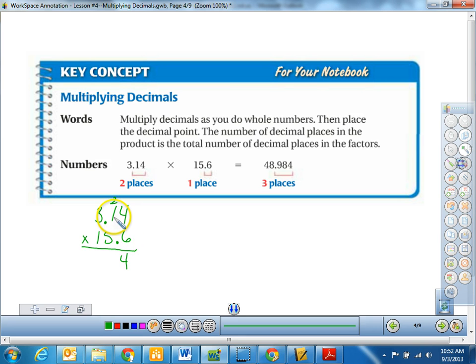6 times 1 is 6, plus 2 gives me 8. 6 times 3 is 18. So I have 1884. Now I'm done with the 6. I'm moving over to the 5.